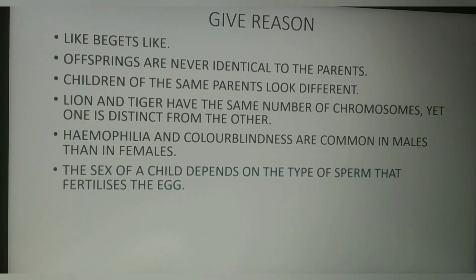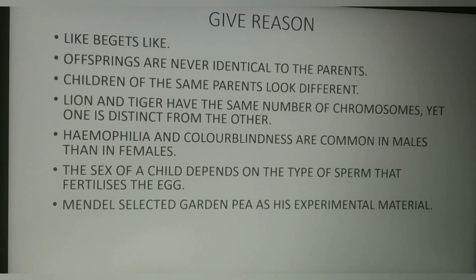The sex of a child depends upon the type of sperm that fertilizes the egg, because all the eggs produced will have only the X chromosomes, whereas there are two types of sperms which are produced, half containing X chromosome and the other half containing Y chromosome. So if the egg gets fertilized by a Y containing sperm, then the child will be a male, whereas if the egg gets fertilized by an X containing sperm, the child will be a female.